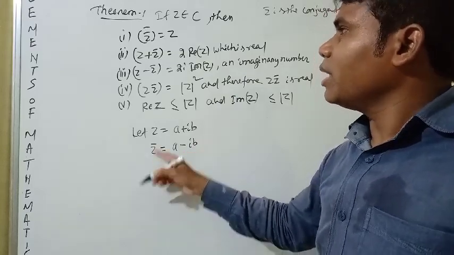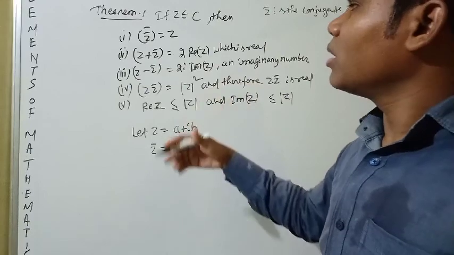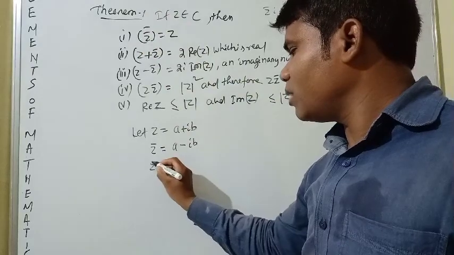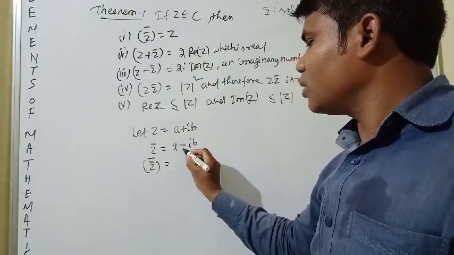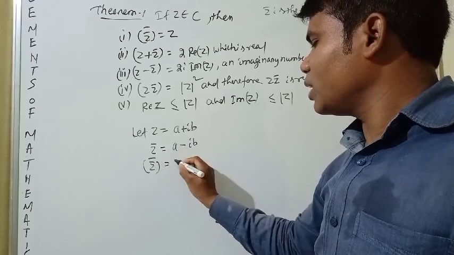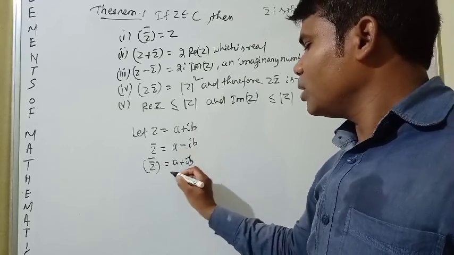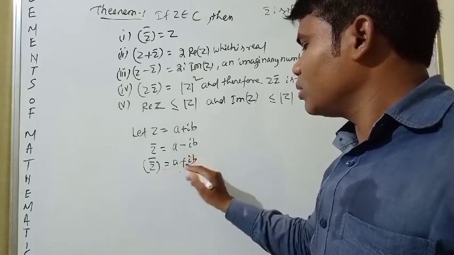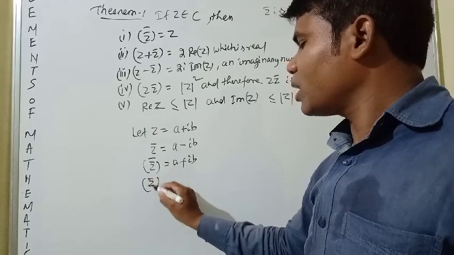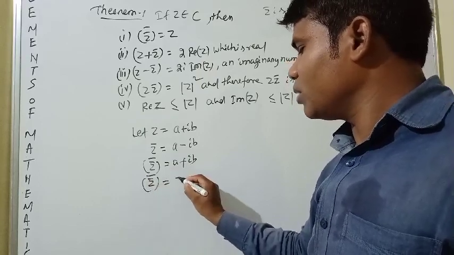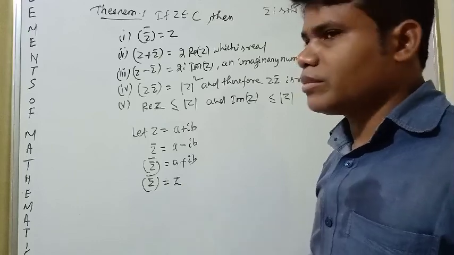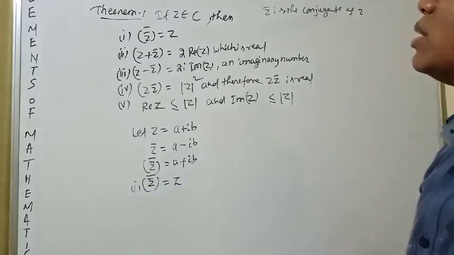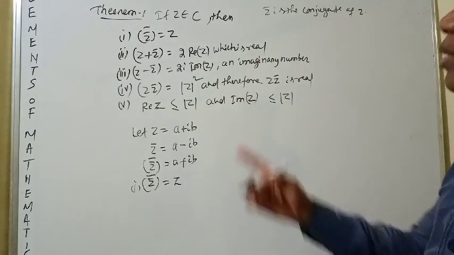Again, the conjugate of Z bar: Z bar is A minus IB, and conjugating again, the minus changes back, that is A plus IB, which is equal to Z. That means the conjugate of Z bar is equal to Z. This is your bit 1.